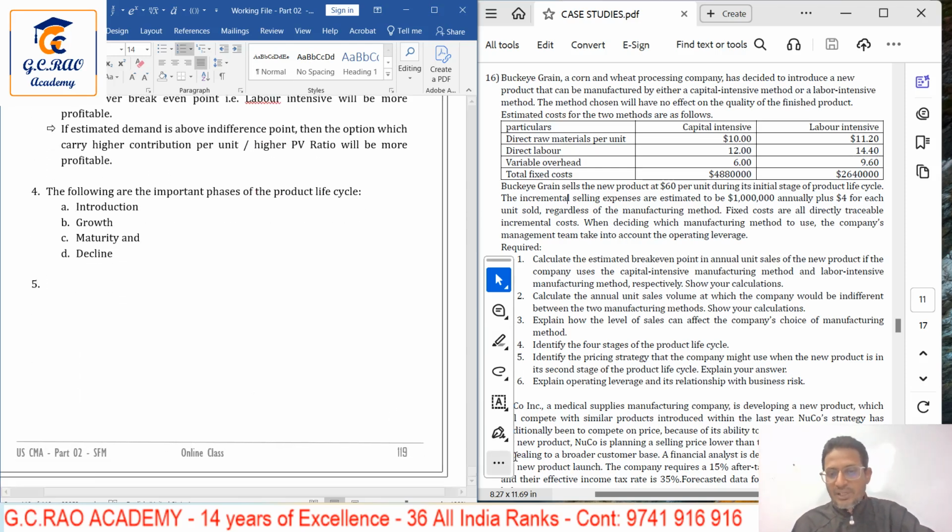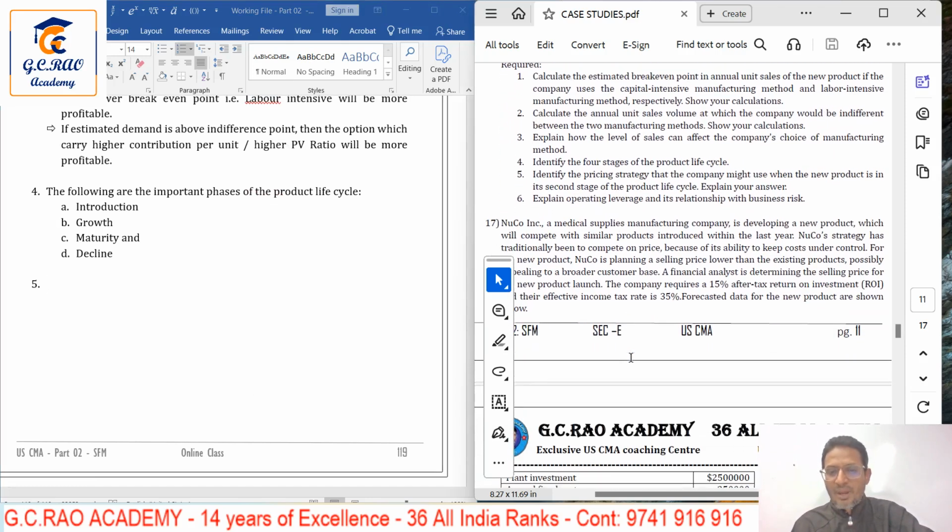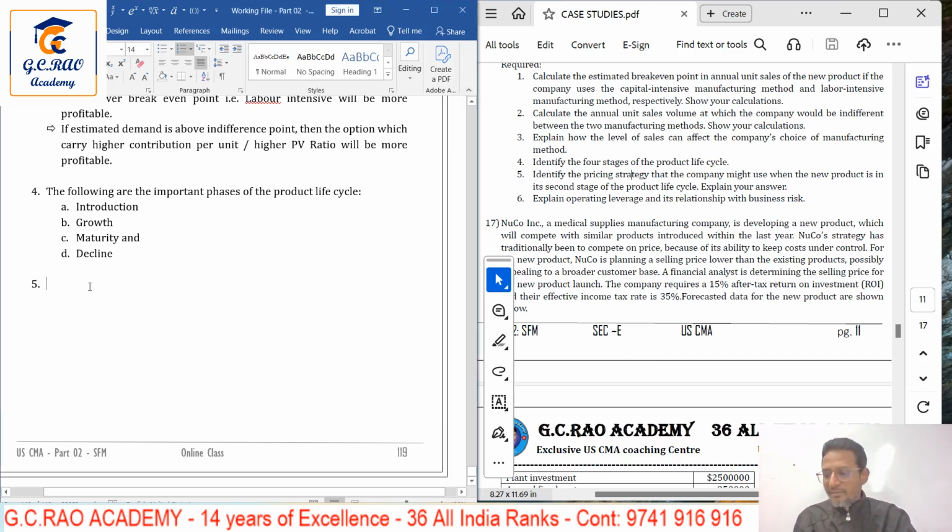Next item. Look into the next item. What are they talking about? Item number 5. Identify the pricing strategy that the company might use when the new product is in the second stage of product life cycle. The growth phase they are talking about. So in the growth phase, your product is growing. By that time, competitor or rival product entry will also be there. Initially you can keep a high price, but in the growth phase we are going to normalize at par with the market. So record point number 5.